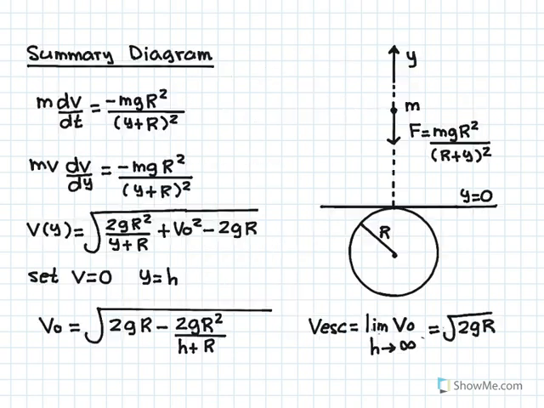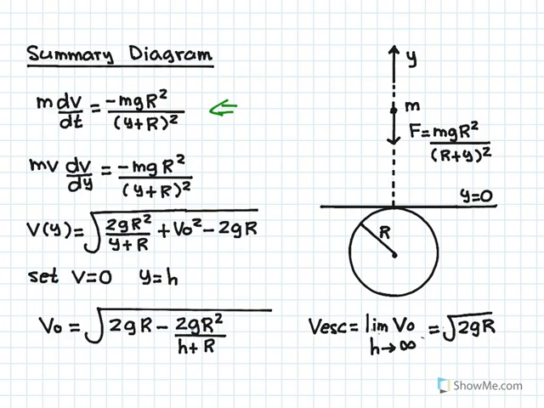Now let's summarize what we've done. Here we have a summary diagram. So we have the planet Earth, that's the circle, and the surface of Earth is y equals 0. This is a rocket here of mass m. The force downwards towards the center of the Earth is mgr squared divided by r plus y squared. So we derived this part here, mass times dv dt is equal to minus mgr squared divided by y plus r squared.